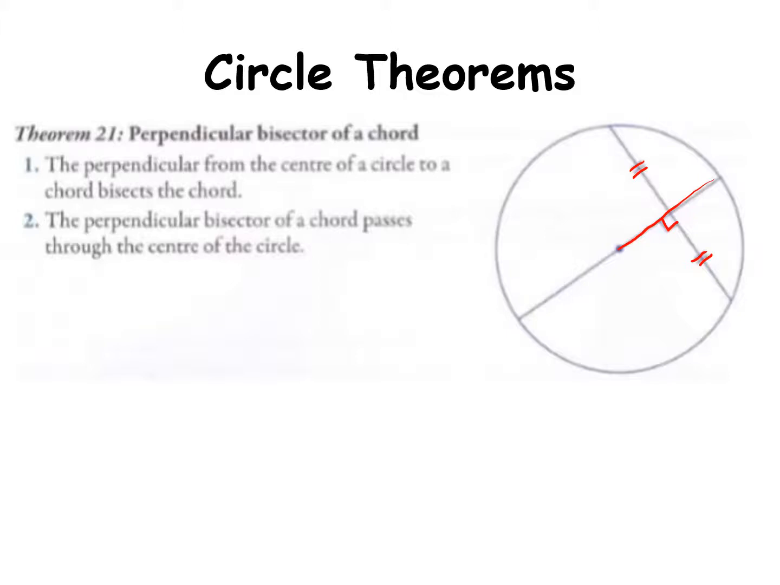And then the second part is this: the perpendicular bisector of a chord must pass through the center of the circle. So if I know that line cuts the chord, then I also know that line must go through the center. And if it continues to the other side of the circle, it will be a diameter. So that is ready to be stuck into your copies.